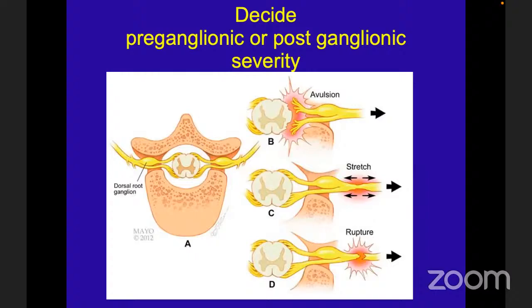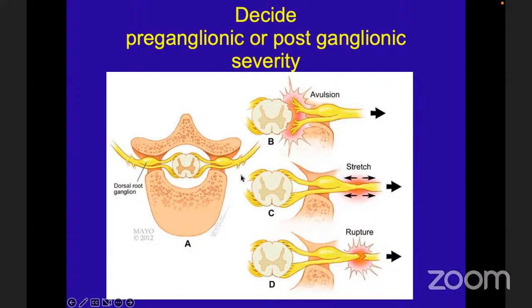You must have come across a diagnosis in the MRI or elsewhere called a preganglionic injury or a postganglionic injury. This is a diagram showing a normal dorsal root ganglion, and the rami divide into two, ventral and dorsal. They come from the spinal cord and form a dorsal root ganglion here, and after that comes your spinal root.